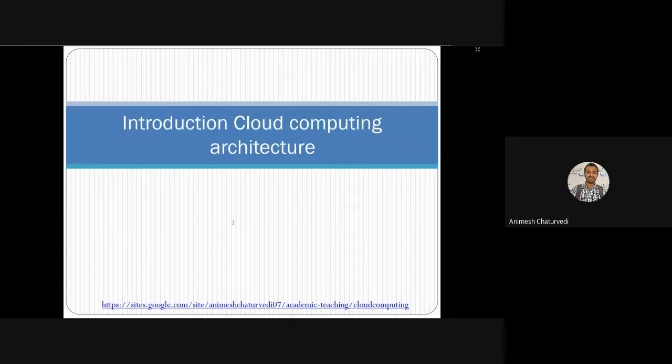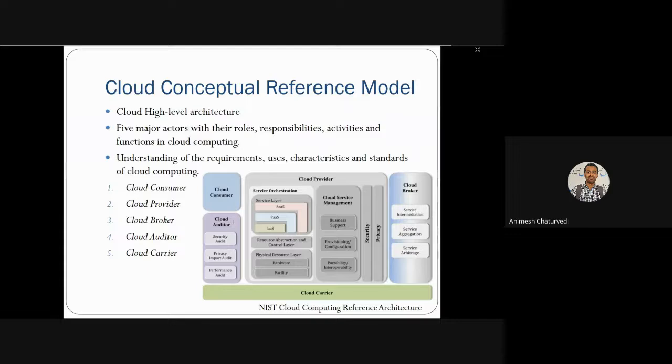Then we'll discuss the introduction to cloud computing. Thereafter, we'll discuss various kinds of cloud computing architectures. So we'll discuss the most basic definitions of cloud computing in this part. This is the reference model that we are going to study. It has been proposed by NIST, the National Institute of Standards and Technology, which is a very good agency in the US.